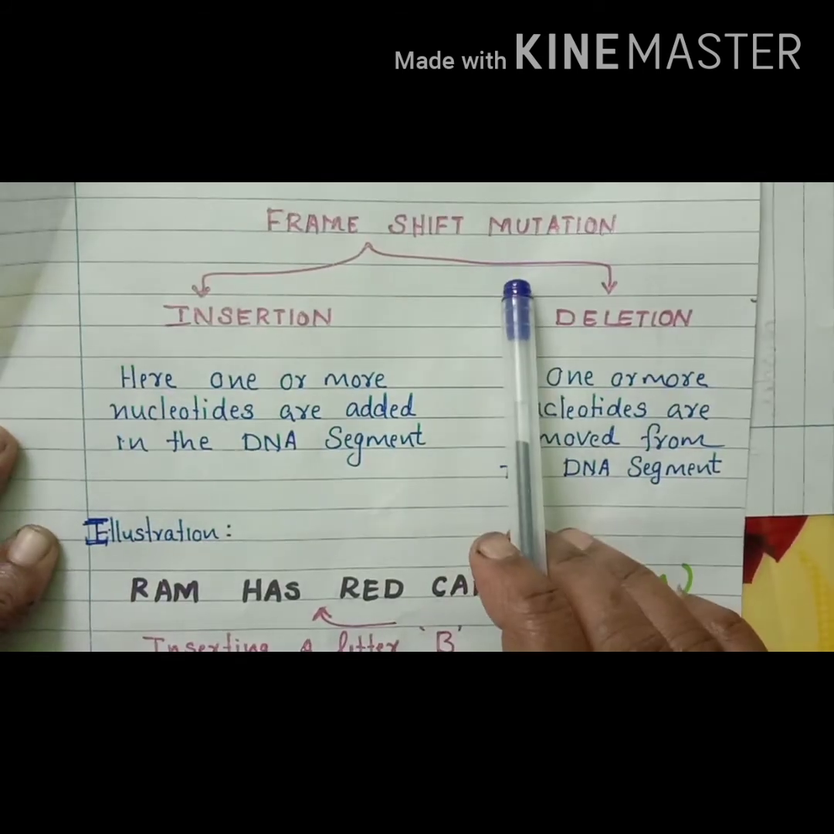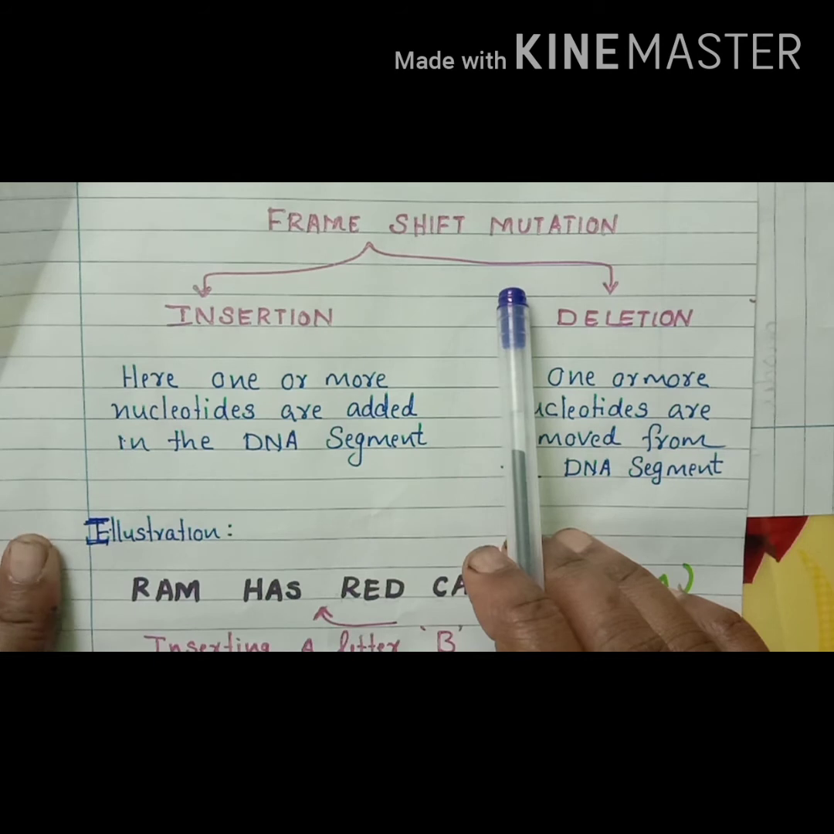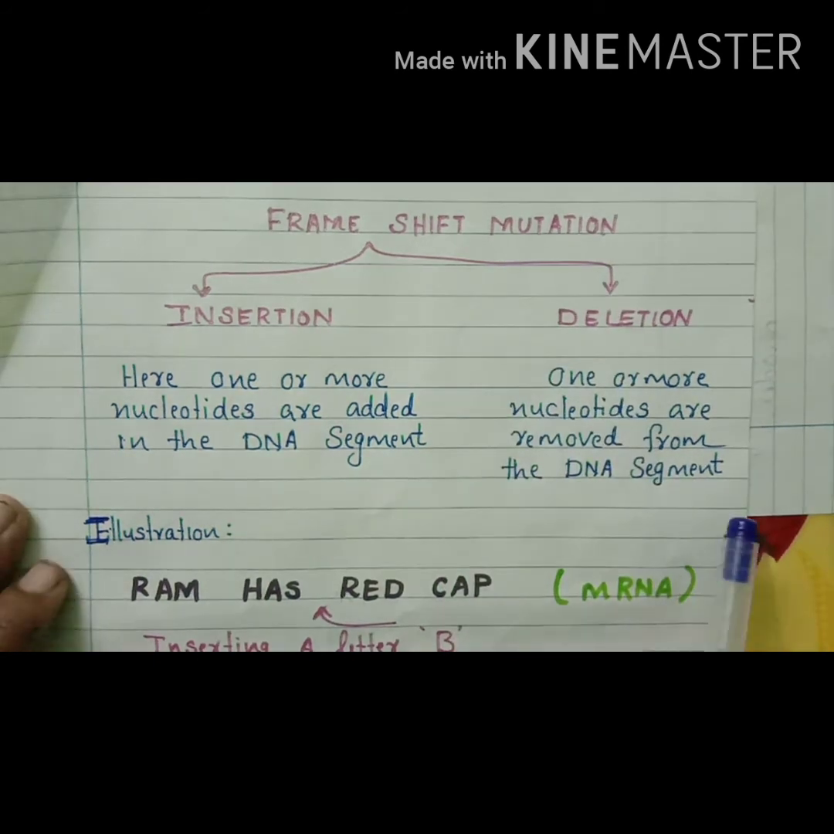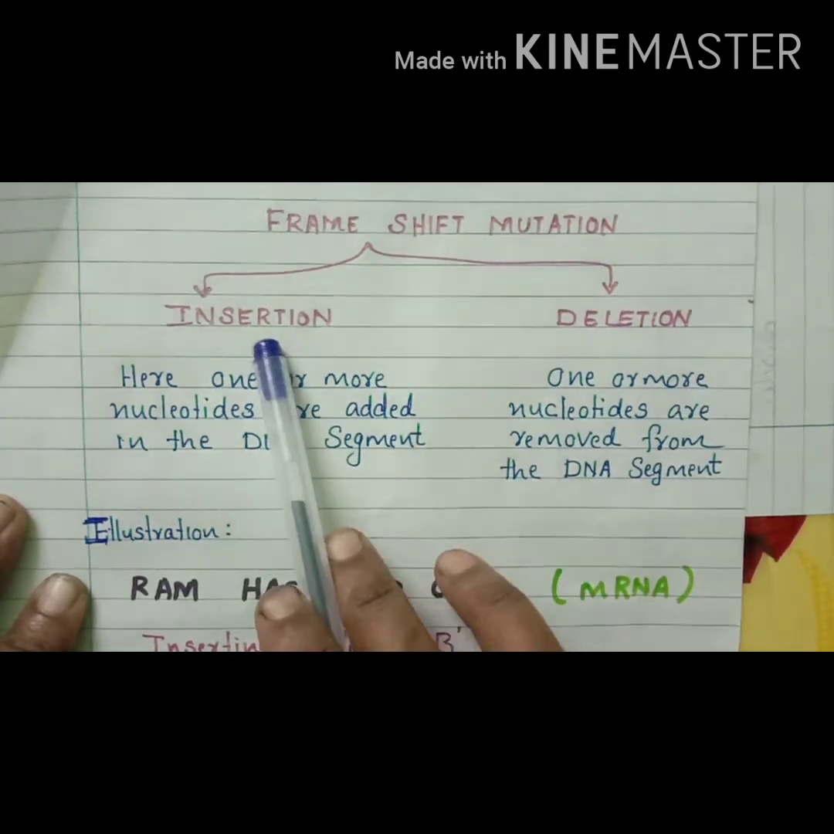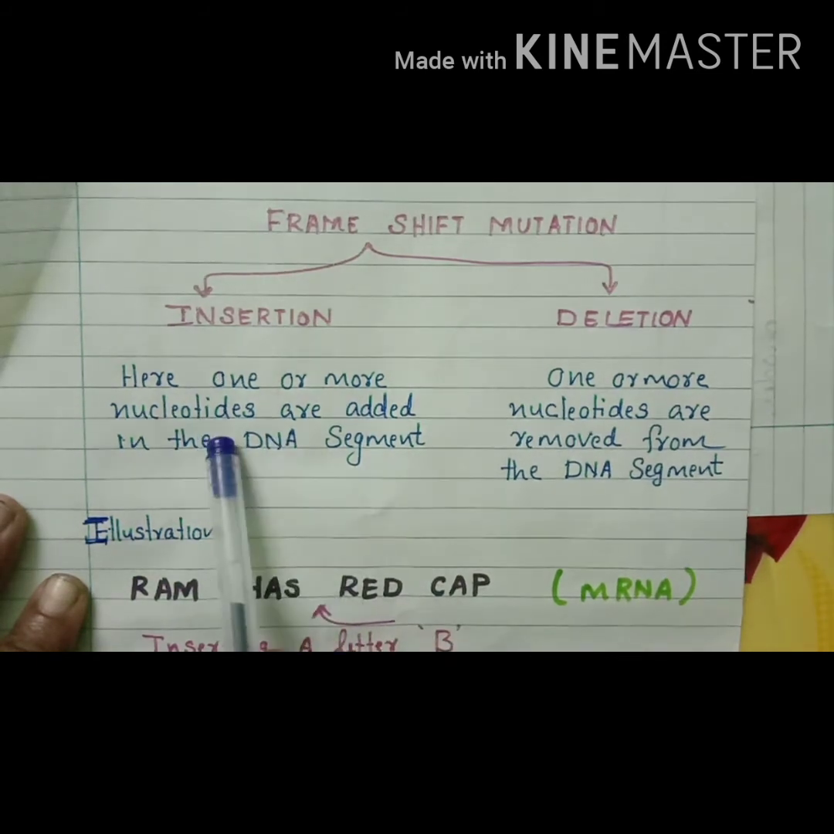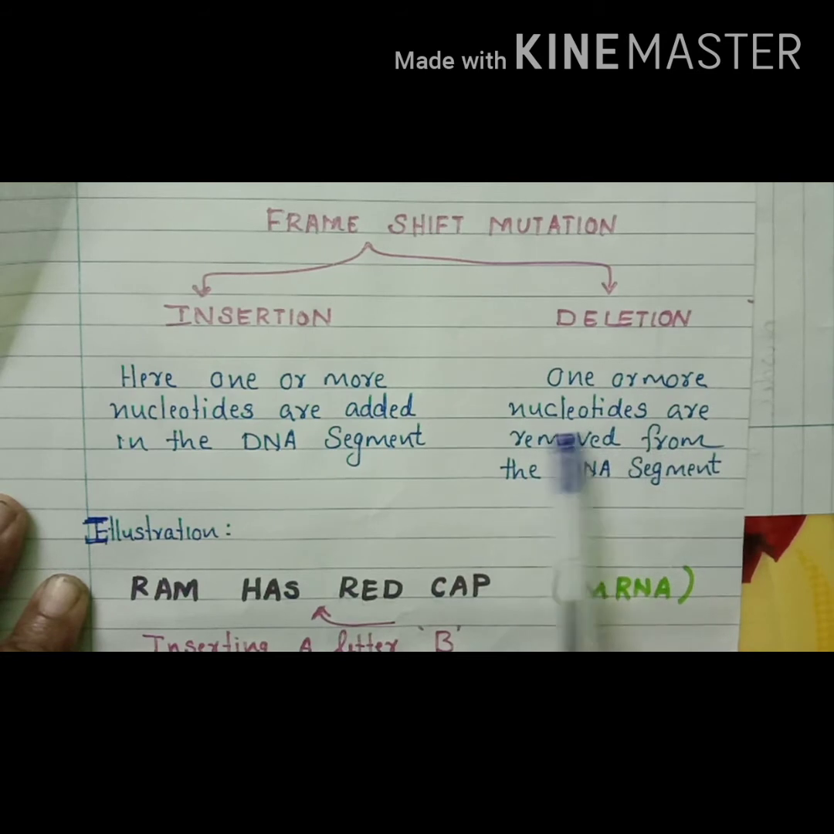In frame shift mutation, we can see the insertion or deletion of base pairs. One or more base pairs are inserted or deleted. Based on that, there are two types of frame shift mutation: insertion and deletion. In insertion, one or more nucleotides are added to a DNA segment. In deletion, one or more nucleotides are removed from the DNA segment. That is called a frame shift mutation.